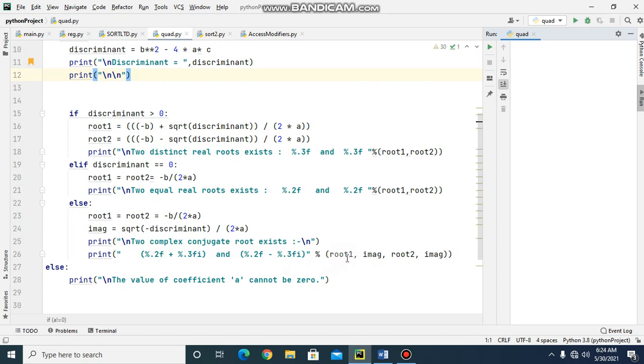Here it is printing the real part, root 1, root 2, and here it is printing the imaginary part, and here the imaginary part of the second root I am putting negative sign. So we will execute this.